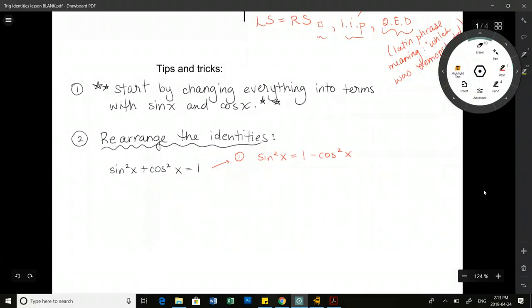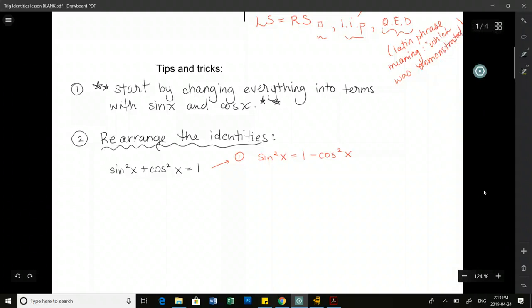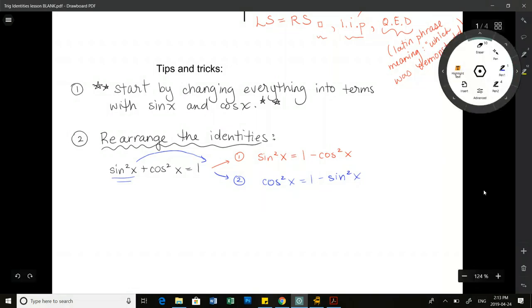I'm going to ask you guys right now to actually add this directly onto your identity sheet because it's used very, very often. It might even be used more than the original Pythagorean identity itself. So add it onto your skinny sheet off to the side. Okay, sine squared x equals 1 minus cos squared x. And the other way I can rearrange this is if I take this sine squared x and move it onto this side of the equal sign, it becomes cos squared x equals 1 minus sine squared x. And I'm going to ask you guys to add this identity to your sheet as well, because it's used quite often.